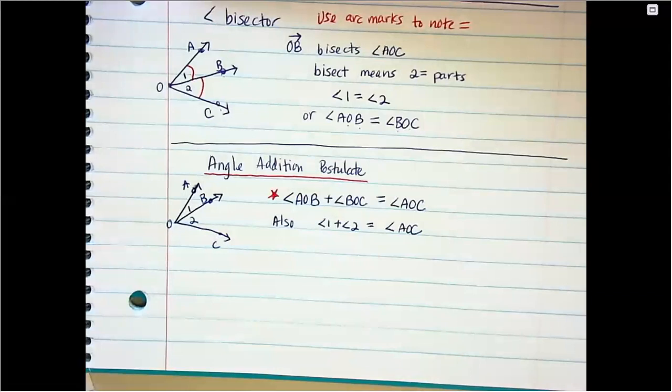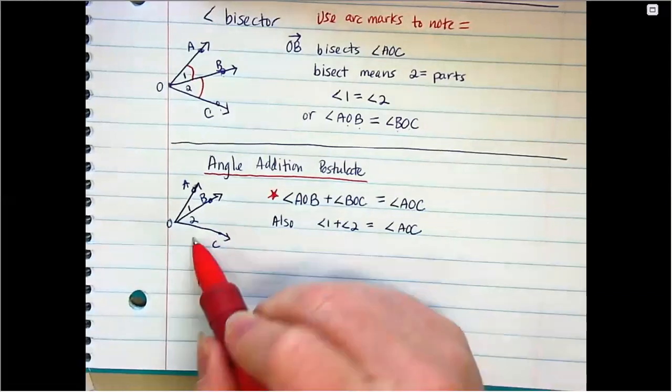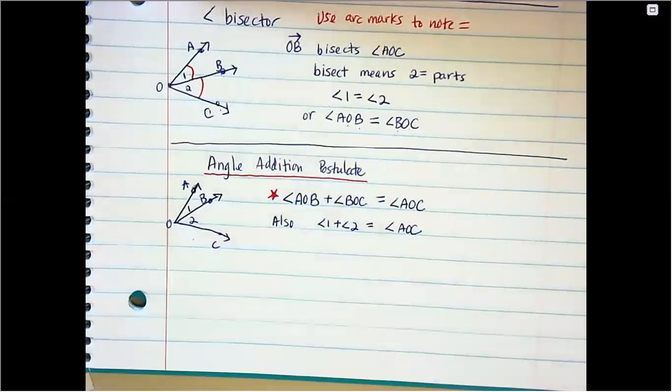So only if it's labeled can you know which one's angle 1 and angle 2. But right now we're just talking about one angle plus the other angle equals the big angle. Okay, good, thank you.